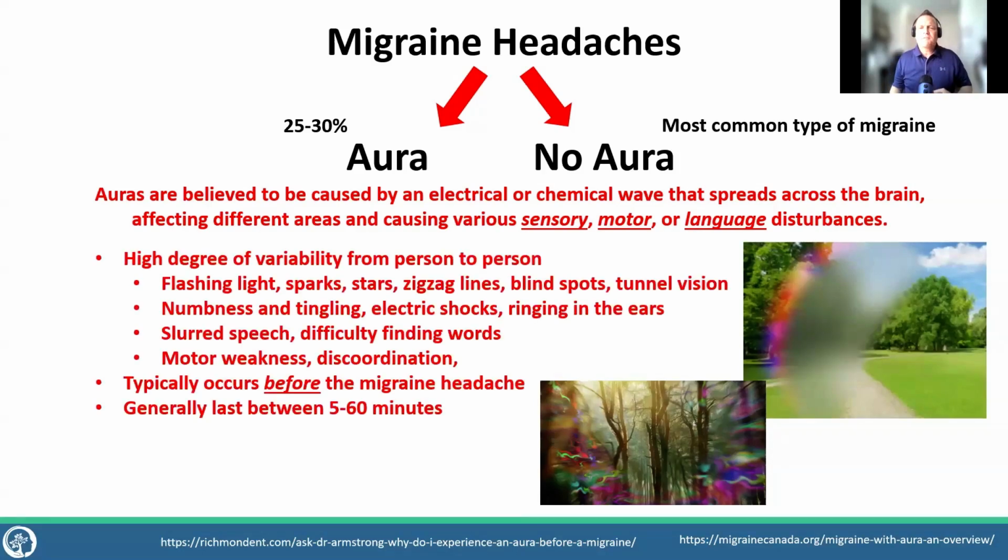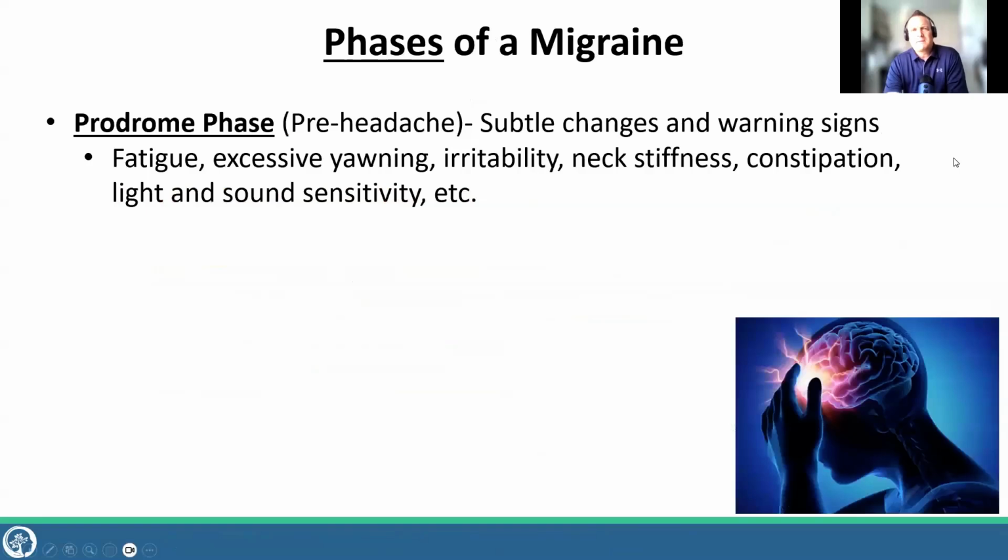But an aura is often very variable from person to person, and the literature describes them as a flashing light or a zigzagging line. Sometimes you see stars or sparks or blind spots. Tunnel vision can be an aura. There are other types of aura that are not visual. There can be auras that are numbness and tingling or sensations of electric shocks or even ringing in the ears. There can be an aura of your speech, so slurred speech or people can't find their words. Even motor coordination and discoordination can be parts of an aura. And these typically occur before a migraine starts, and they usually last maybe 5 minutes. They can last up to a full hour before the migraine begins.